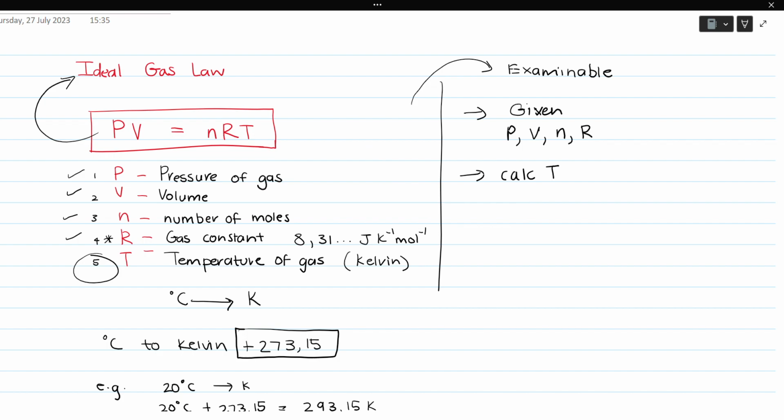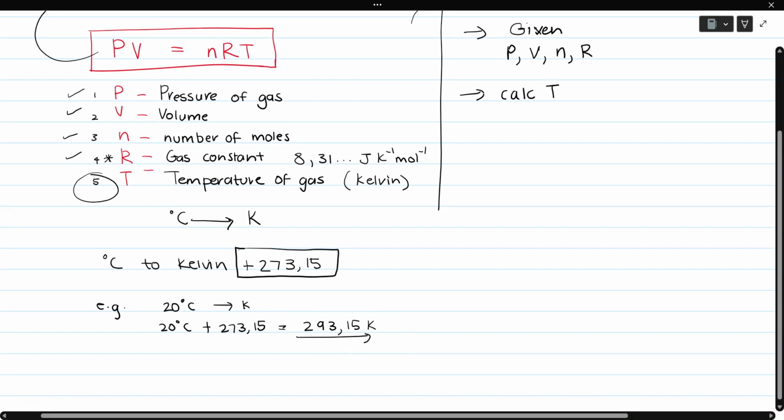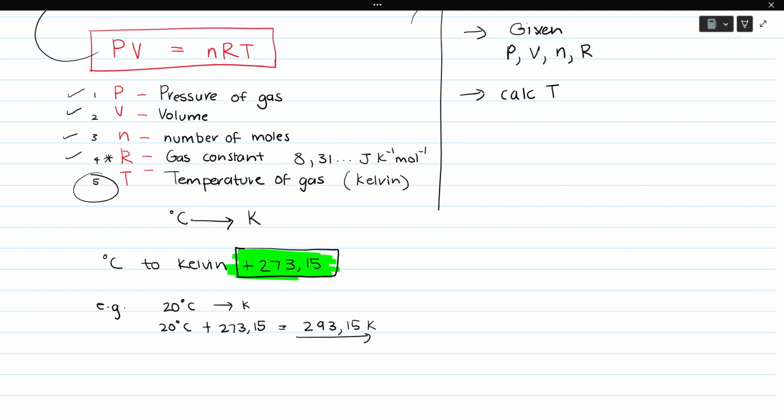I'll try to look for a few examples for this, and then next week we'll do some practice questions with this, but it's not too bad, it's just applying the same equation. And then just being aware that your temperature must always be in Kelvin, so this is an important thing to remember when you need to convert from degrees Celsius to Kelvin.